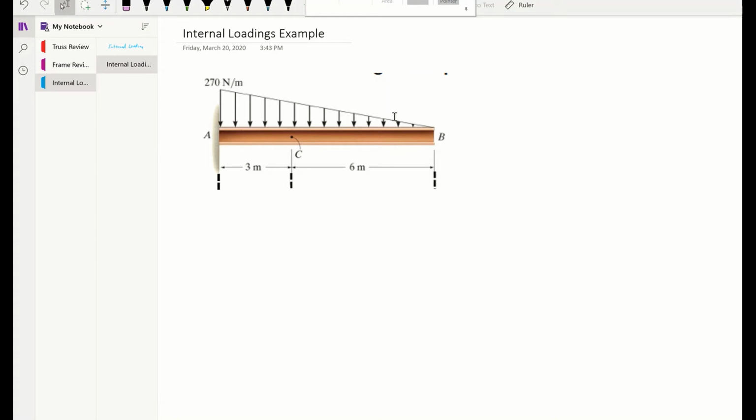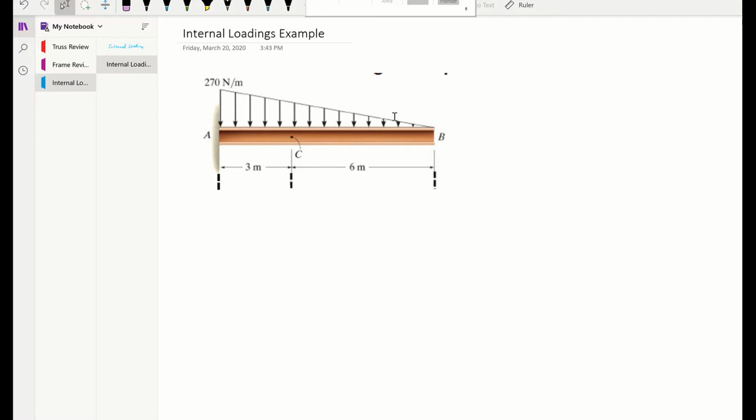Hey, this video uses this example to explain how we solve internal loading problems. This is quite a good example because it shows not only how we solve internal loadings, but it also has some distributed load thrown in there. So now let's take a look.